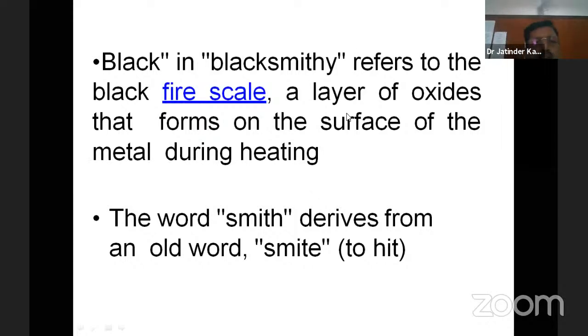From where did the name blacksmithy come? Black in blacksmithy refers to the black fire scales, the layer of oxides that form on the surface of the metal during heating. If any metallic component is heated, we are talking now about ferrous materials only, right? Ferrous material, not non-ferrous, because heating of non-ferrous materials is a complicated process. Mechanical engineering students will learn whether heating of non-ferrous material is required or not. And the word smith is derived from the old word smite, which means to hit, right?